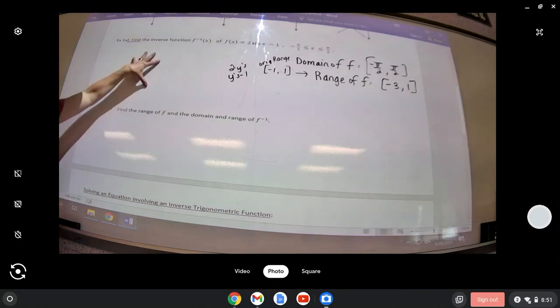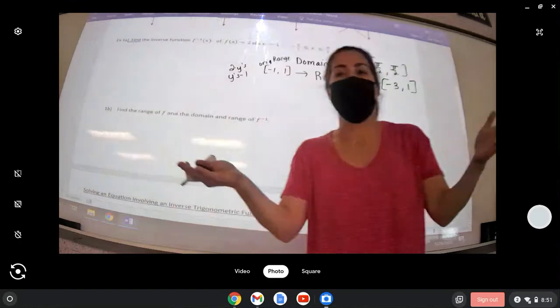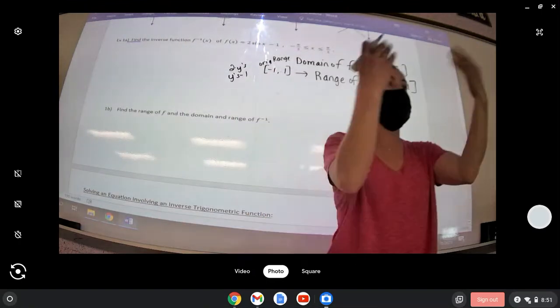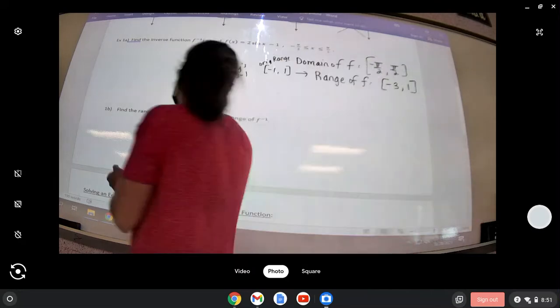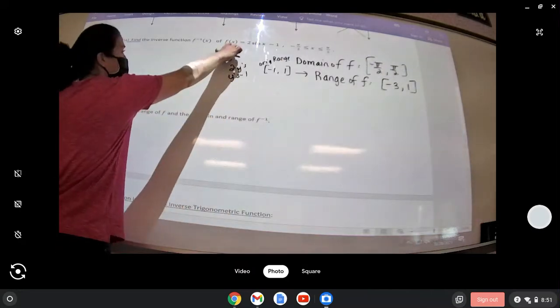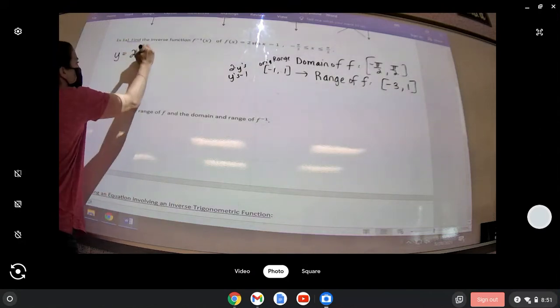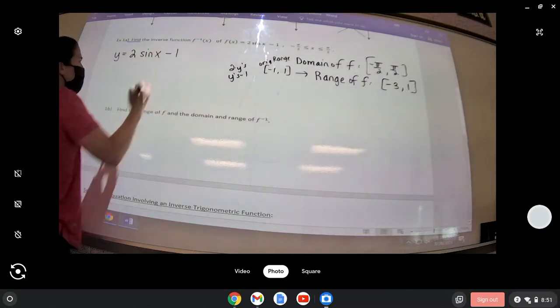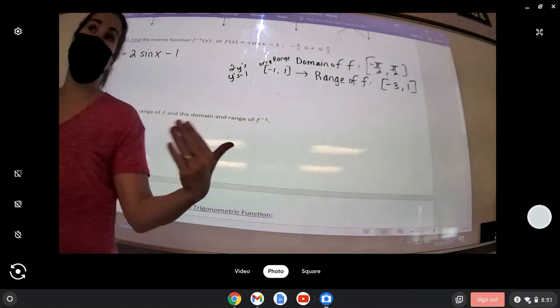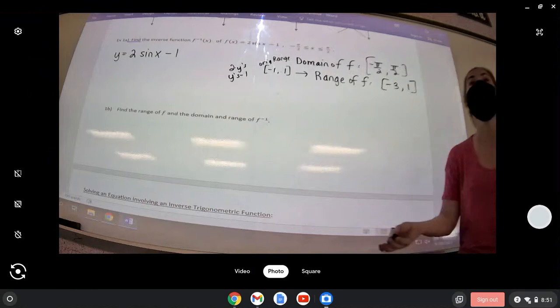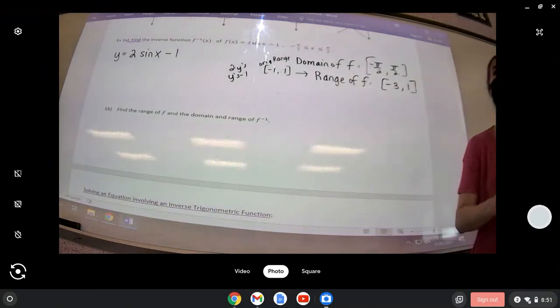If I actually want to find his inverse, well, think about how we find inverses. Inverses, your x and y's have to trade roles, right? These x's become the inverse's y's. These y's become the inverse's x's. So take your original function, which is y instead of f of x, equals 2 times the sine of x minus 1. We have to switch x and y, and then we're going to have to resolve it for y. That's how you find inverses. You switch the roles of x and y.